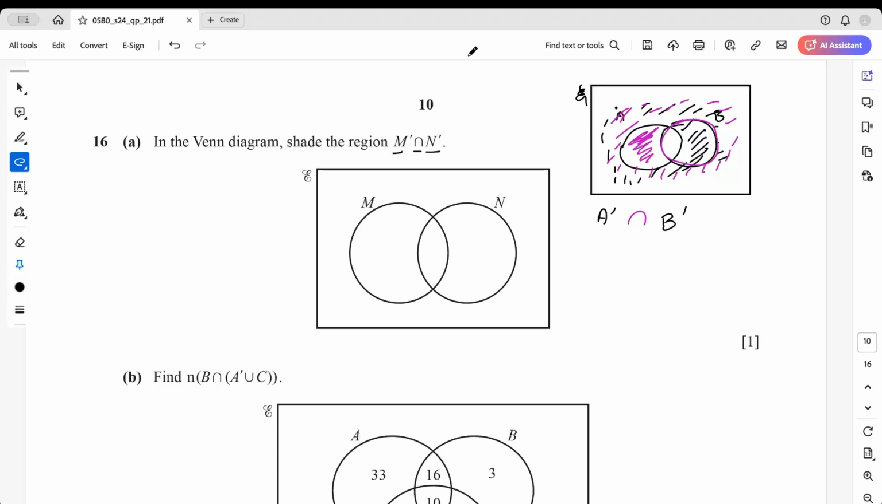M complement intersection N complement will be everything apart from these two circles. So you can just shade that.